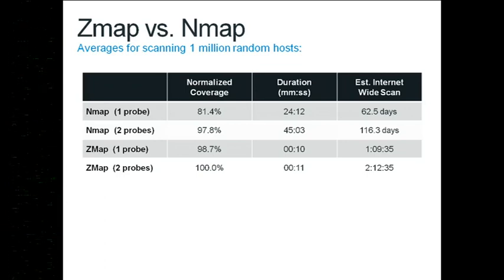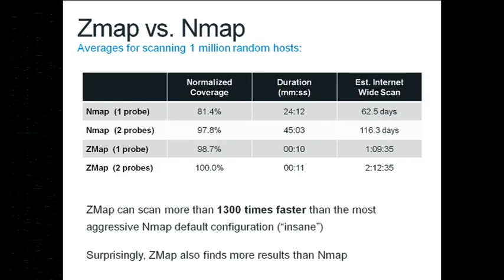We normally do faster, but these tests were done with a NIC that was not quite as good as the one we used for the 45-minute trials. ZMap, in a maybe more comparable 2-probe configuration, would take about twice that, about 2 hours and 12 minutes. So quite a bit faster. In fact, this is about 1,300 times faster than Nmap's most aggressive default configuration. And I'm particularly proud of that because it's not often that you get 3 orders of magnitude through aggressive optimization, but when you do, oh man.